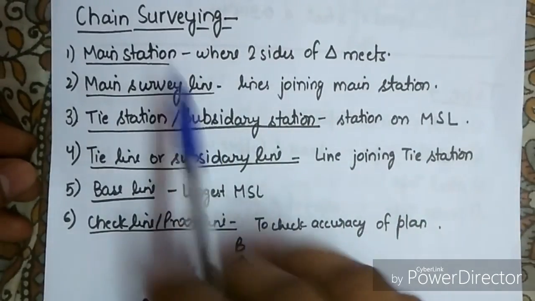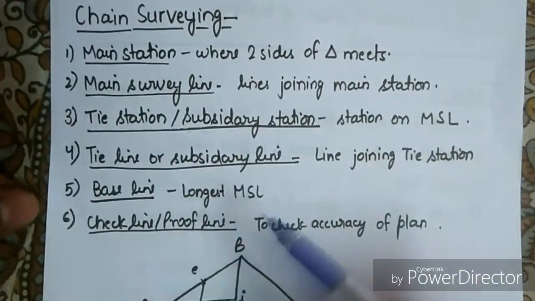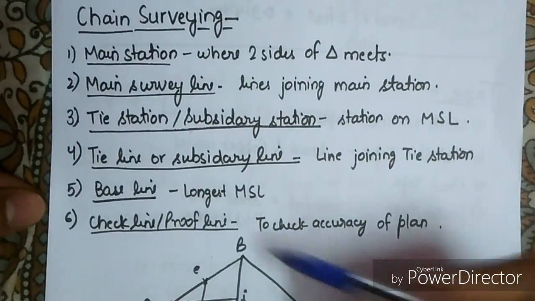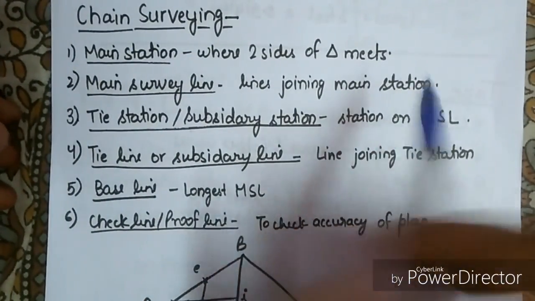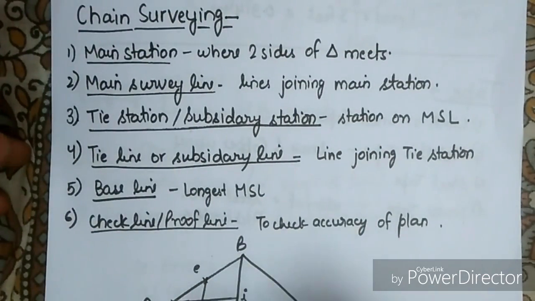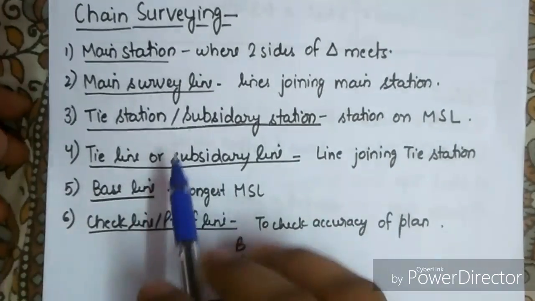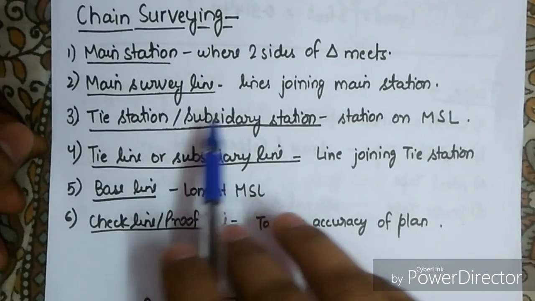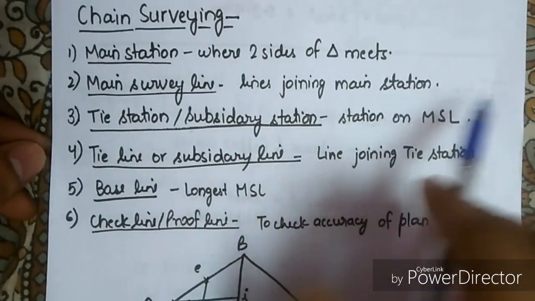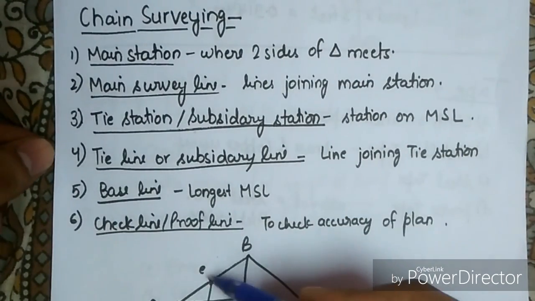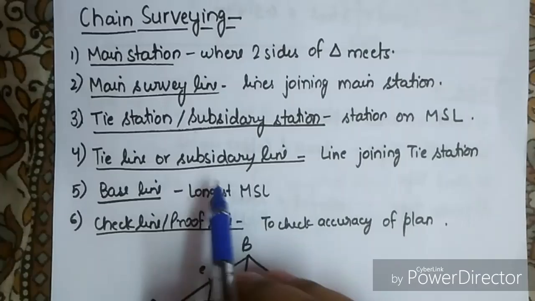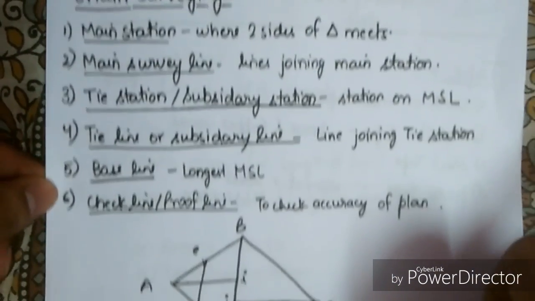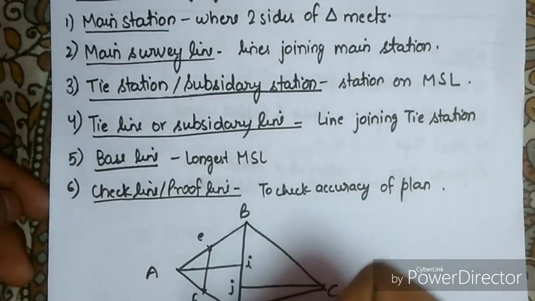The main station is where two sides of a triangle meet, like this: A, B, C, D. These are the main stations. Now main survey line is the line joining the main stations, like this: A B, B C, C D, D A. These are the main survey lines. The tie station or subsidiary station is a station on the main survey line, like this. These stations, E and F, are tie stations. And now tie line or subsidiary line is the line joining the tie stations, like this line E and F.